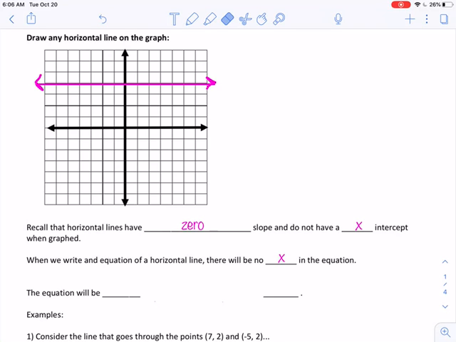So essentially what our equation is going to be is just going to be y equals, and then whatever the y-intercept number is, it's just going to be y equals 5. Or like this one I just drew up here, this one crosses through 1, 2, 3, 4, through 4, so it'd be y equals 4. Okay?